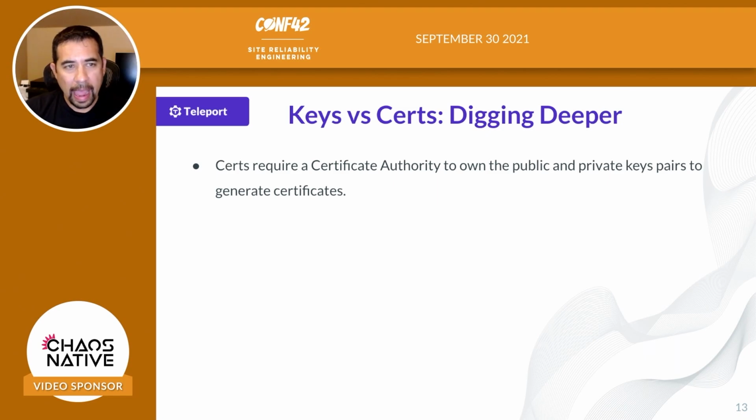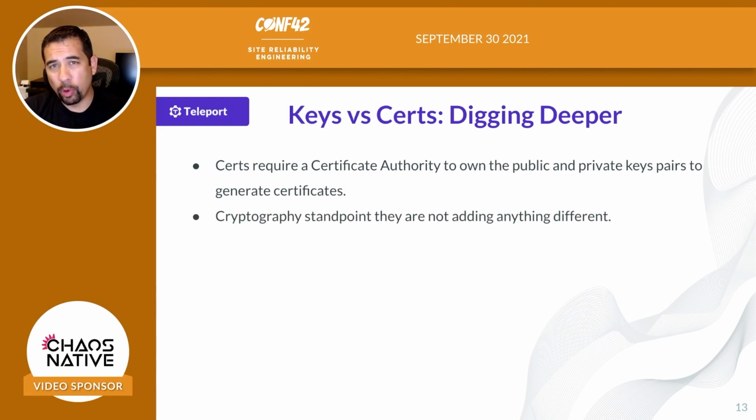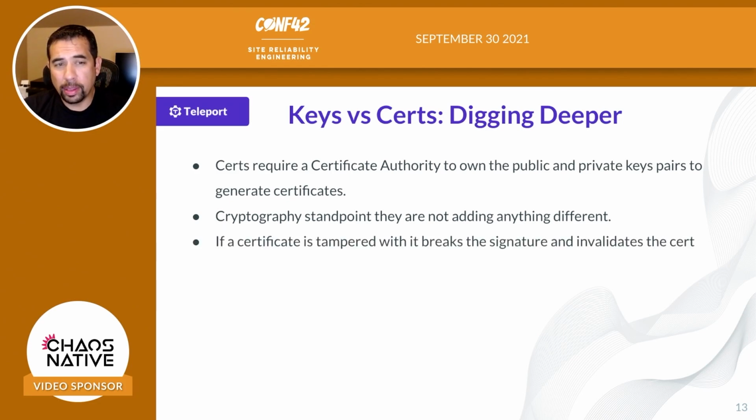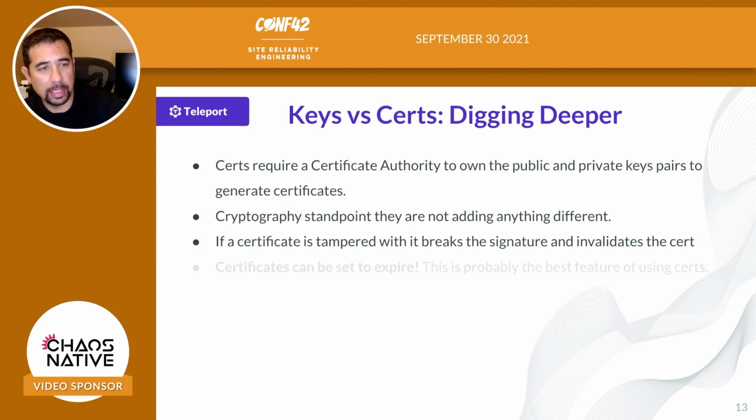So you need to have a CA, and you can roll your own, as we'll do in today's demo. From a cryptography standpoint, we're really not changing anything. We're not adding anything different. We're just validating and signing those keys across the board. If a certificate is tampered with, it breaks that signature and invalidates that certificate. So that signature gets broken, that cert's invalid, and guess what? Now your connectivity to that system is denied.